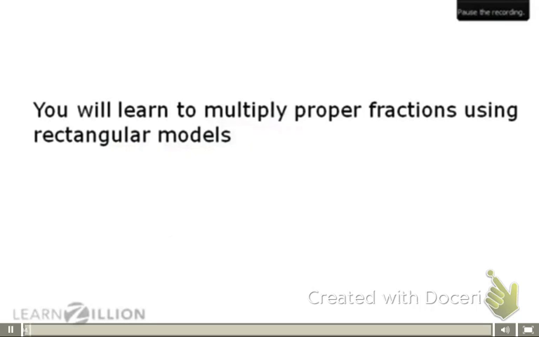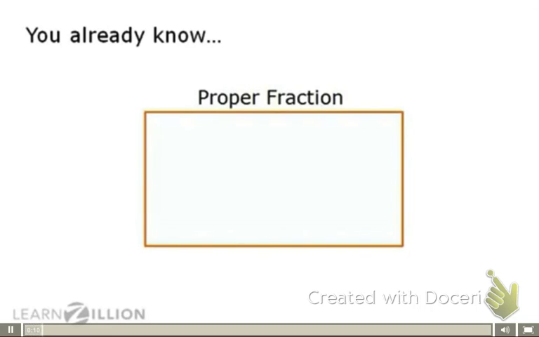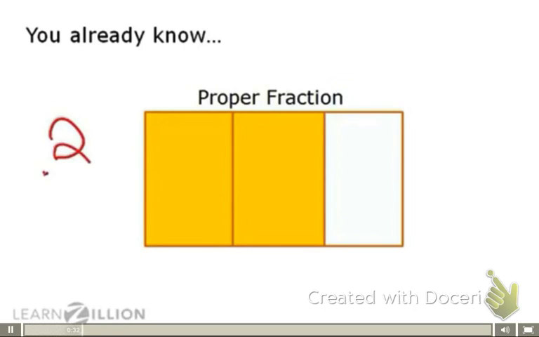In this lesson, you will learn how to multiply proper fractions using rectangular models. You already know that a proper fraction is a fraction with a numerator that is smaller than the denominator. Proper fractions always have a value that is less than 1. For example, I can split this whole rectangle into thirds. Then, I can shade 2 of the thirds. This makes the fraction 2 thirds, which is a proper fraction.